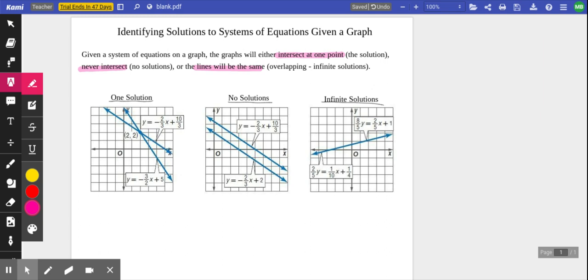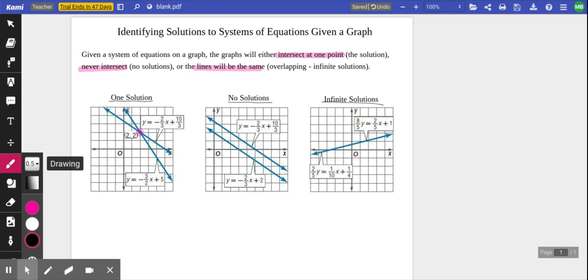The first one is one solution. Here you can see that there are two lines given on the graph where they cross at exactly one place. That intersection is the solution to this system of equations. In other words, as you can see the ordered pair here, if I were to substitute in 2 for x into both of these equations listed here, both of them would equal 2 for the y. Since that solution is true for both equations, that is the solution to the set. So when our graph crosses in exactly one place, the intersection, the ordered pair where they are crossing, is the solution.